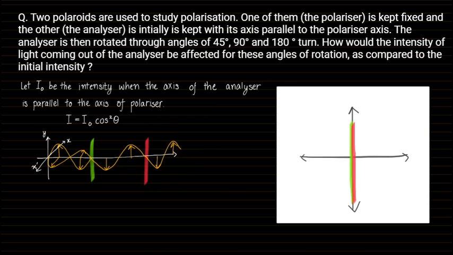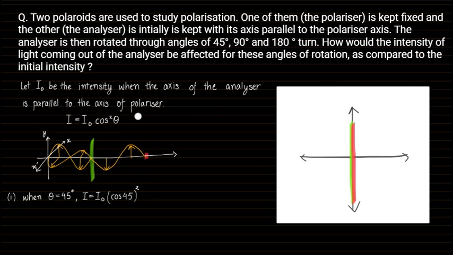So the intensity of this light, assume it to be I naught. Now from the law of Malus we know the intensity of the light coming out, I, equals I naught, the intensity of this light, which is nearly the same as this, but let us assume this is the intensity I naught, and cos square theta. Theta is the angle between polarizer and analyzer.